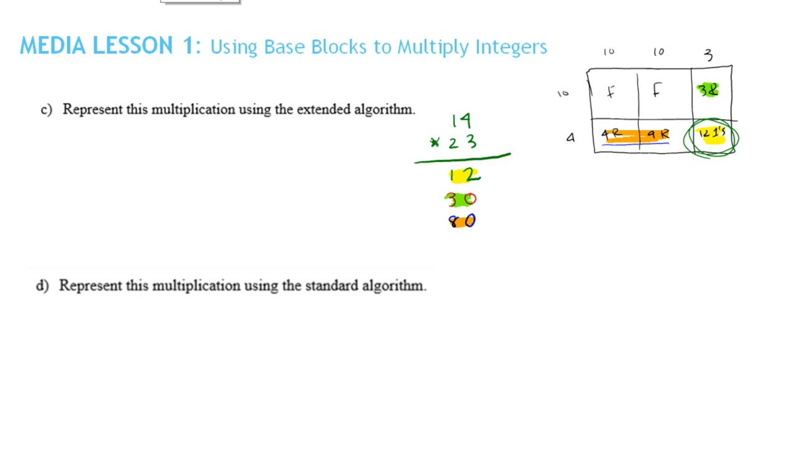And finally, 2 times 1, well, this is 20 times 10, which is 200. That's the 10 times the 20, which is the 2 flats. So we have 200. So this 200 corresponds to these 2 flats.